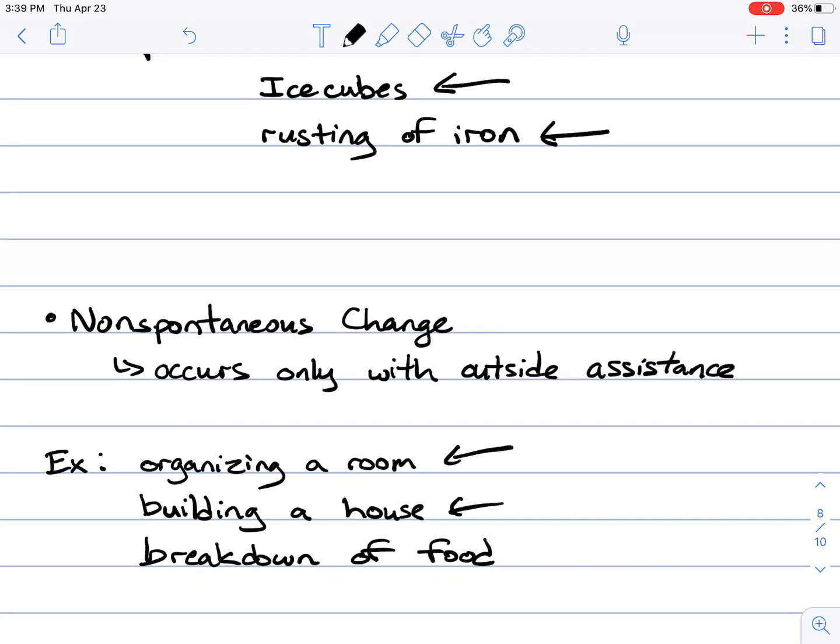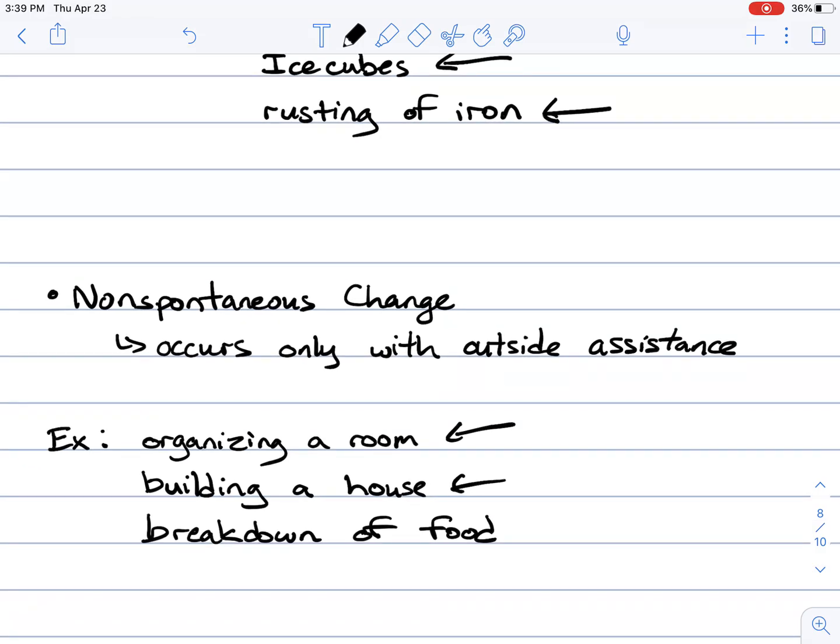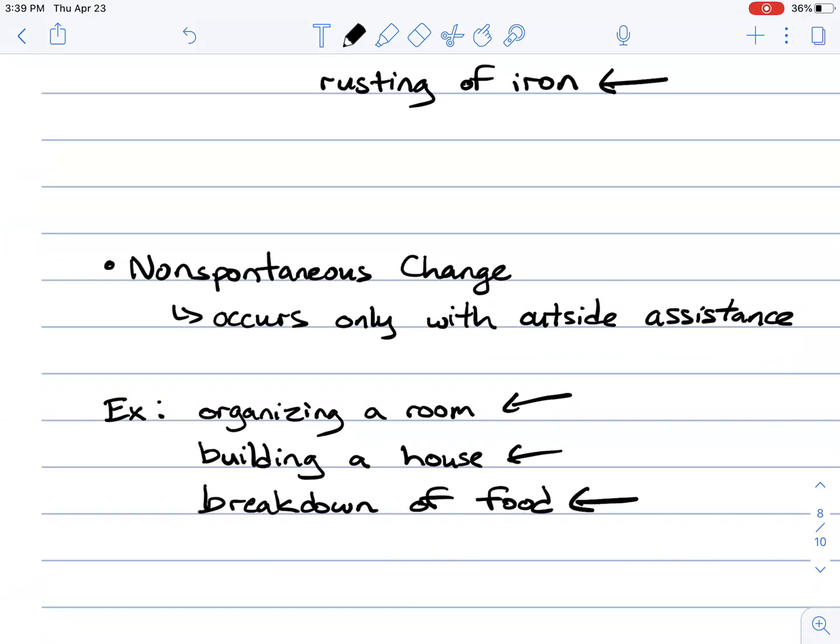Building a house is another example of a non-spontaneous change. Houses just don't get built if you have wood, nails, and paint just lying around. I mean, the wood, the paint, the nails are still going to stay lying around for millions and millions of years, and a house will still not be built. Breaking down of food, whether through physical means, mastication in your mouth, or the chemical breakdown happening in your stomach, are all non-spontaneous changes.